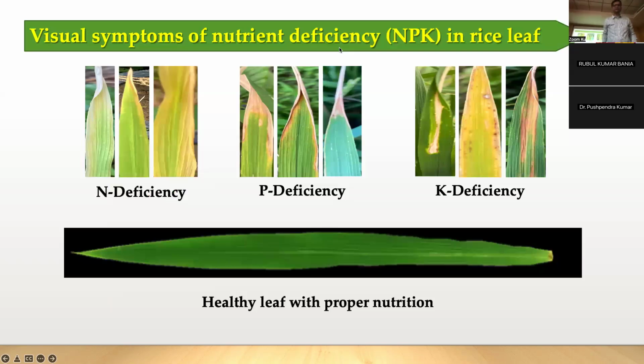So we're discussing the visual symptoms of nutrient deficiencies. The first one is the nitrogen deficiency symptoms. Then the second one is the potassium deficiency, and the last one is phosphorus deficiency. And the final one is the handling with proper nutrition.